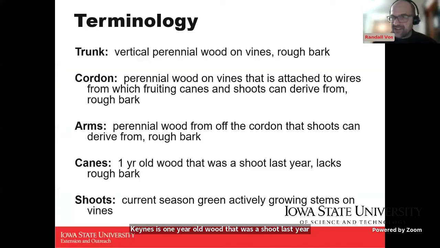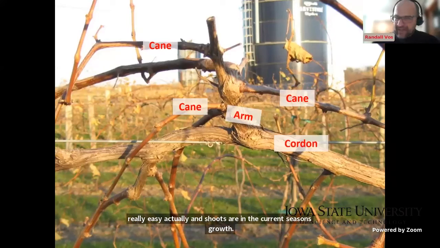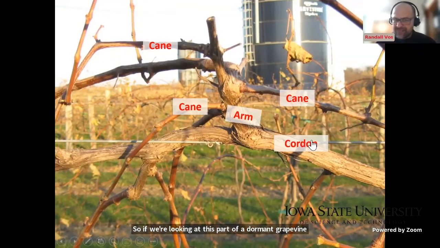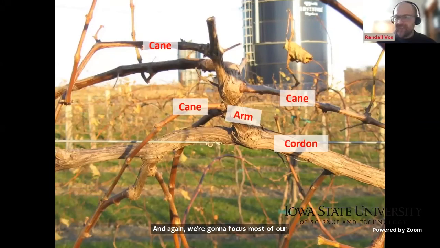And shoots are the current season's growth. So if we're looking at this part of a dormant grapevine, just to reiterate this, because it is fairly terminology intensive: here we have our cordon, here we have an arm, and all these smooth bark items that you see on here are canes. And again, we're going to focus most of our pruning on how we handle these canes, which ones we get rid of, how we shorten them, and so forth.